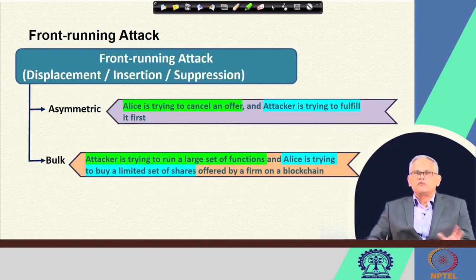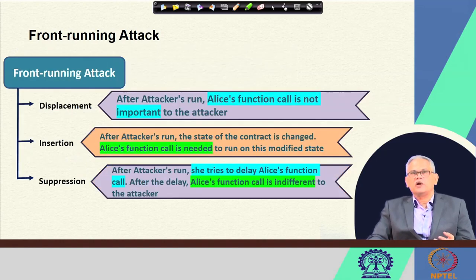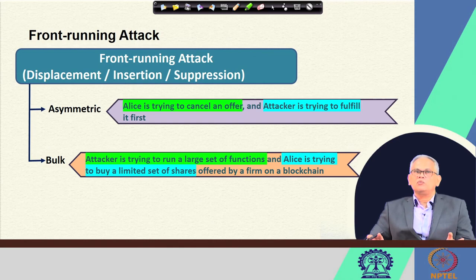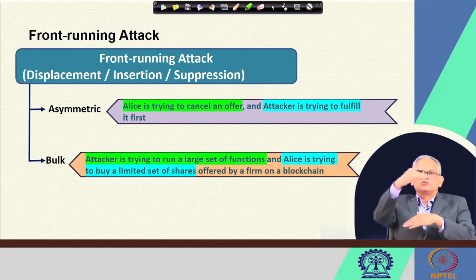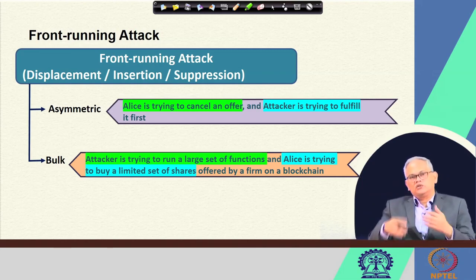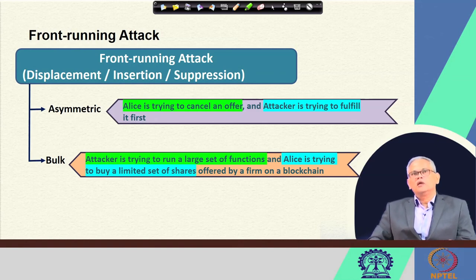So, these front running attacks, just as we divided them into these 3 types, displacement, insertion and suppression, can also be divided into 2 types, asymmetric and bulk. All of these 3 types could be further divided. So, if there are displacement, insertion, suppression, you can also have this other categorization into asymmetric and bulk.